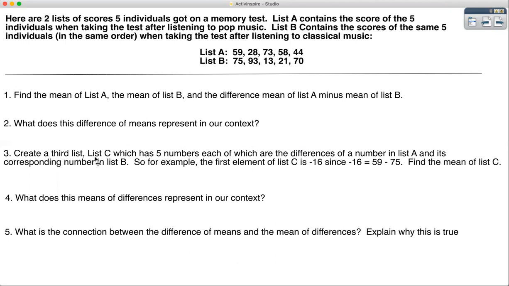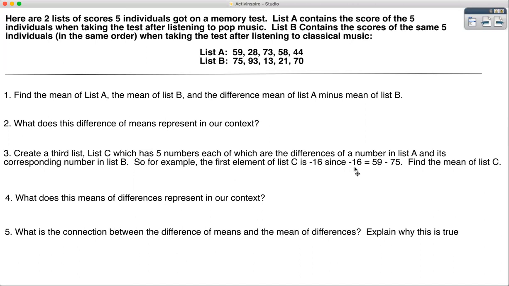Then you want to create a third list. Label it list C. Now, list C has 5 numbers, each of which are the differences of a number in list A and its corresponding number in list B. And an example was provided for you here. You'll notice the first element of list C is -16. And how did we get -16? Well, we took the first element in list A minus the first element in list B, 59 minus 75, that equals -16.